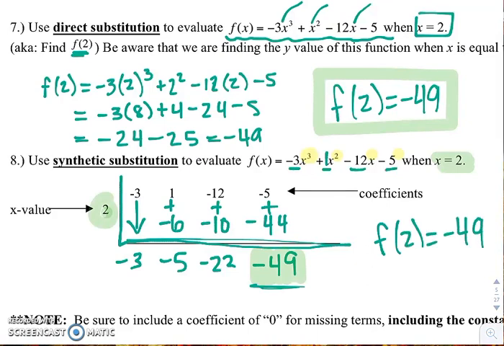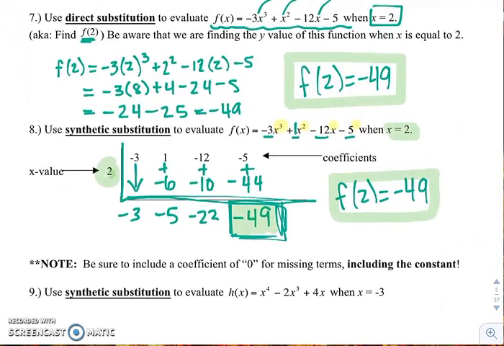We plugged in 2 into our function, and we got out -49. So whatever this last number is is what your expression or your equation equals for that given x value. So for right now, you can use both methods, but you'll have to know how to use this synthetic method when we get further into the unit. So let's just do one more to try to get a hang of it.